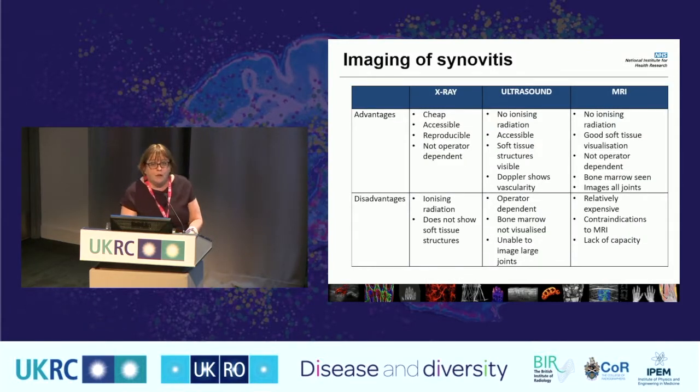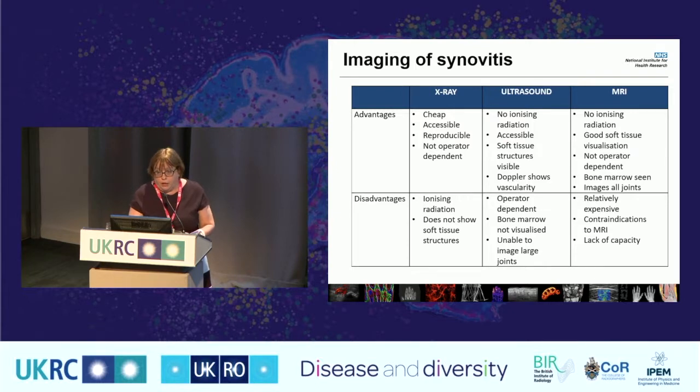There are lots of ways of imaging synovitis: X-ray, ultrasound, and MRI. X-ray's great, but we don't actually see the synovitis at all. We just see the osteoarthritic joint, and then we can infer that there is synovitis happening. Ultrasound is the most common diagnostic tool that we would use.